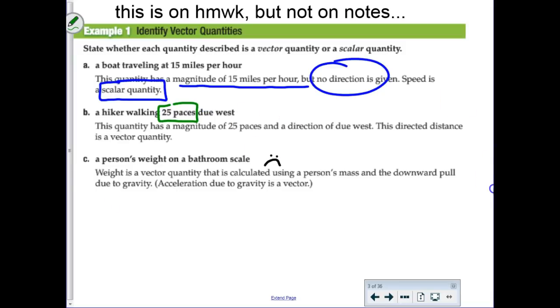So this next one, a hiker is walking 25 paces due west. The fact that they indicated the orientation or the direction that they're traveling means you have both direction and magnitude, and therefore you have a vector quantity.